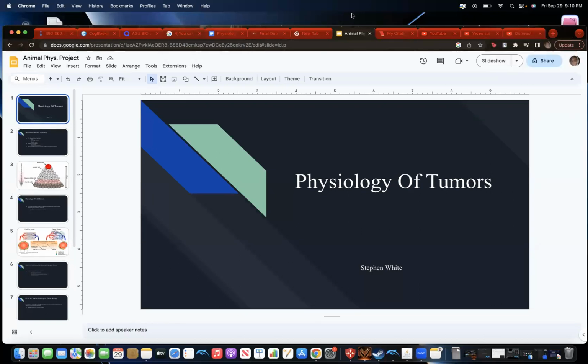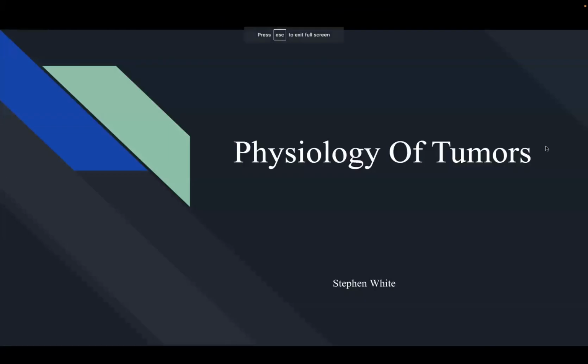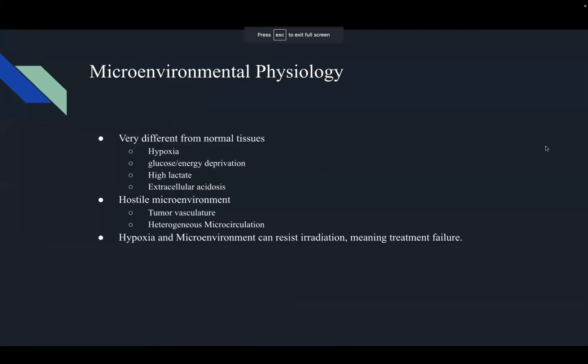I've decided to do the physiology of tumors. So we are just going to dive in. I want to start with talking about the microenvironmental physiology of tumors. I do want to note that it is much more hostile compared to normal tissues.